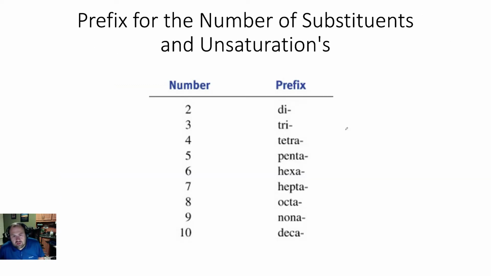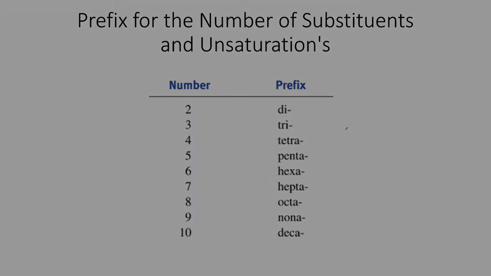And then you've got the standard prefixes that you use when you have multiples of something in the name. And we'll show you an example of when they are used. They're typically used with the substituents, although sometimes they are used in front of either functional group suffixes or the unsaturations, if there's multiple of those unsaturations.